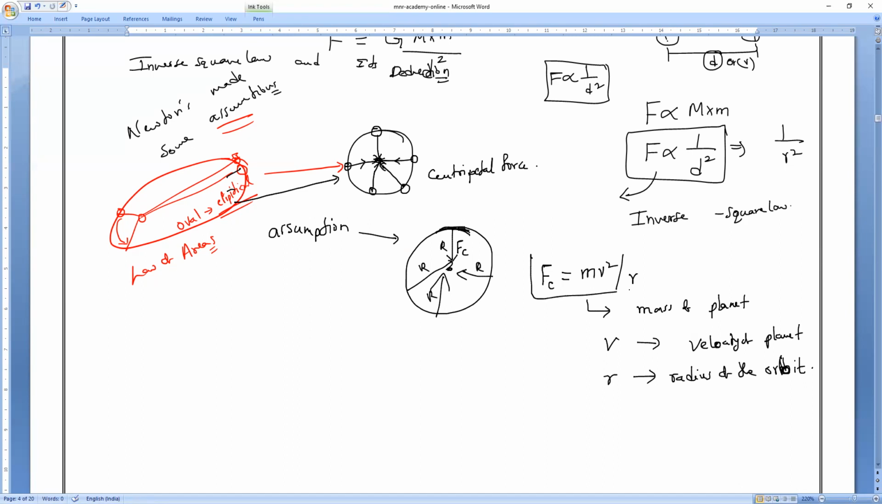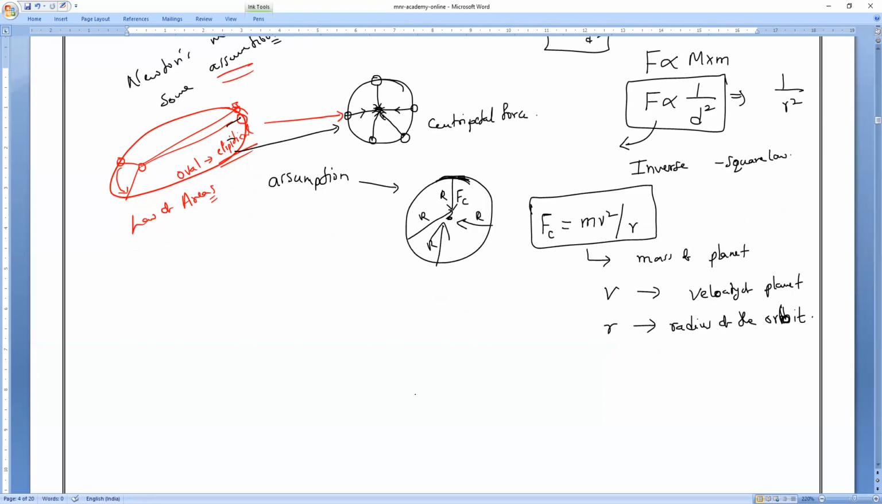So what is the centripetal force formula, everybody? m v square by r. Here m is the mass of the planet, v is the velocity of the planet, and r is the radius of the orbit. So this is what he has assumed. Now we all know that.